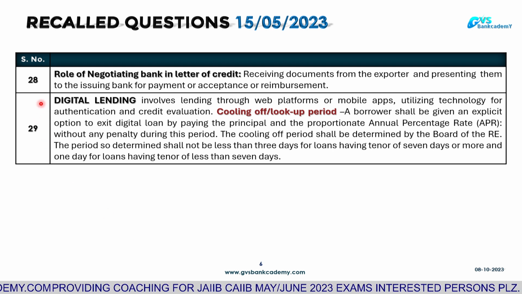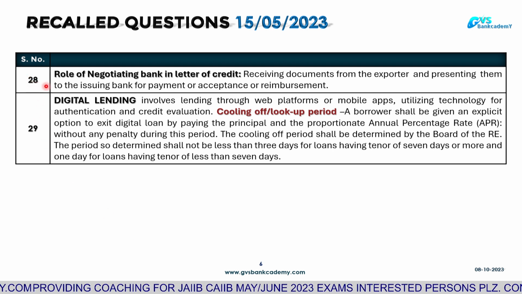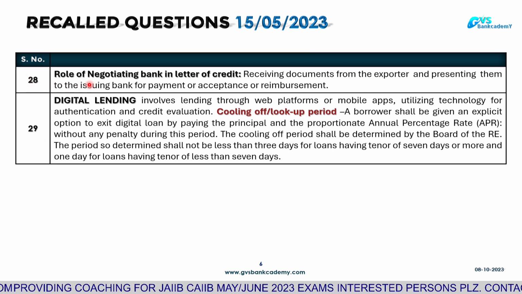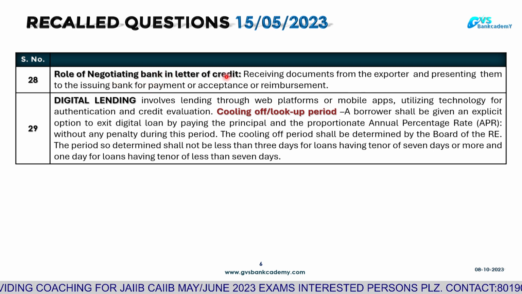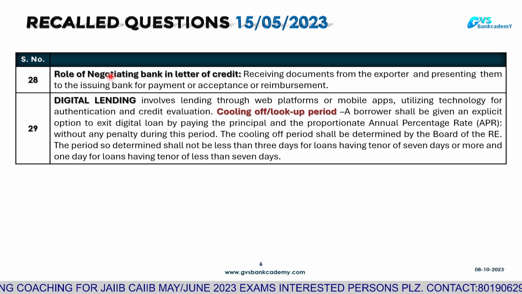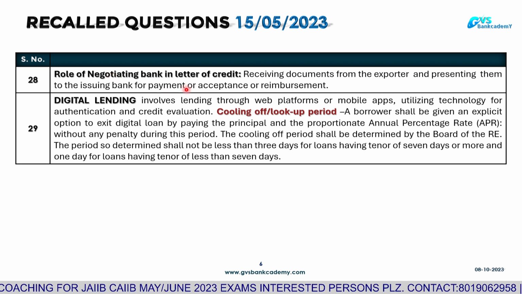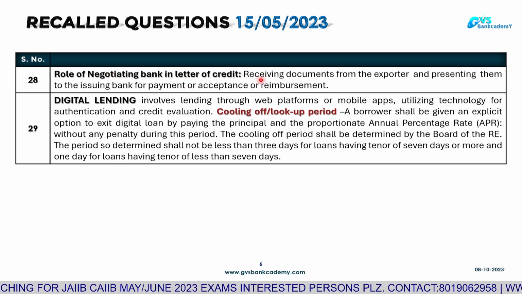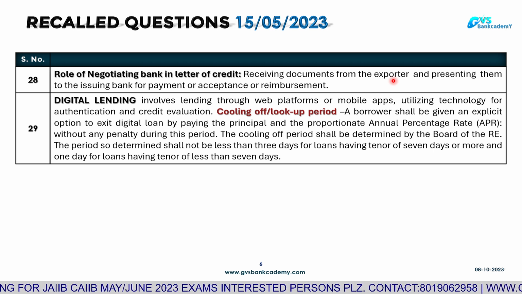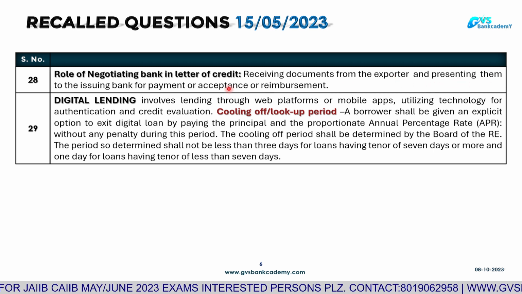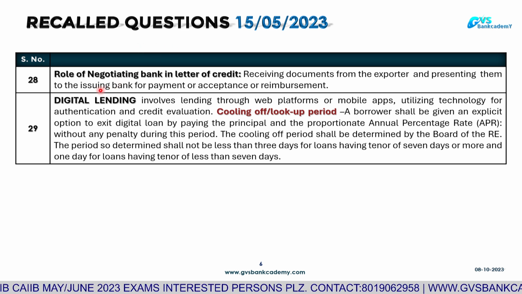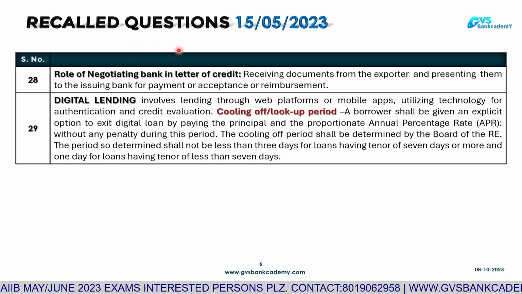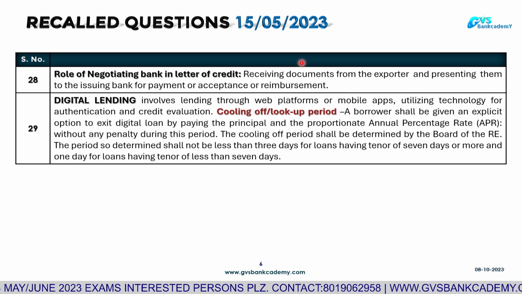Question number 28: role of negotiating bank in letter of credit. Various parties are there in the letter of credit. The negotiating bank negotiates the bills. It will receive the documents from the customer, the exporter or beneficiary, and present them to the issuing bank or reimbursement bank for getting the payment.